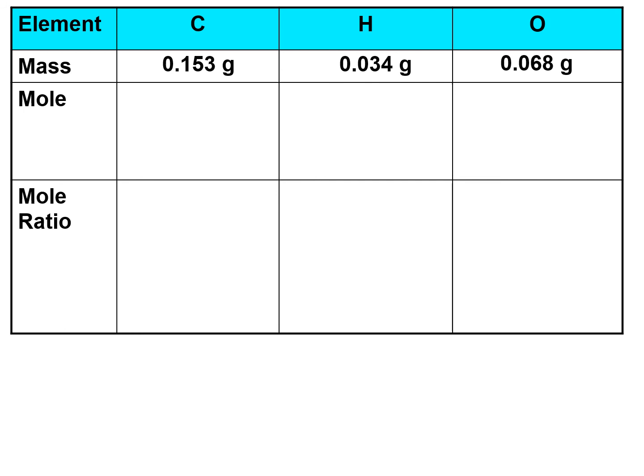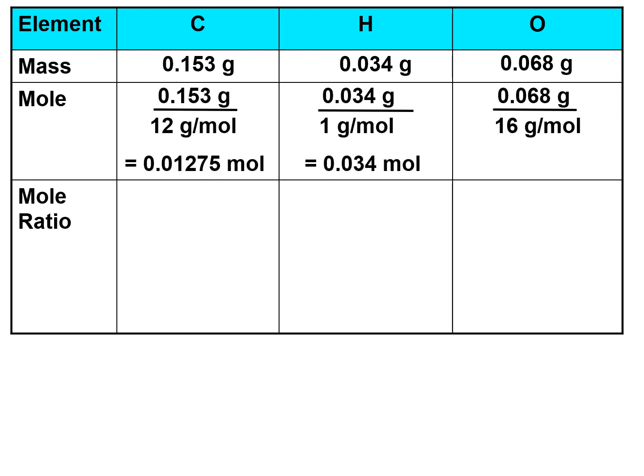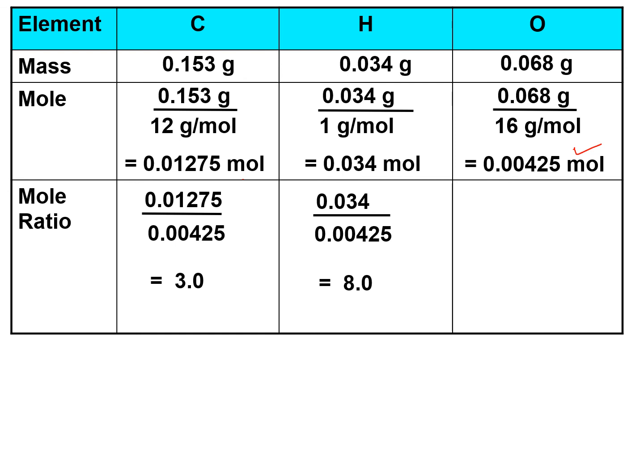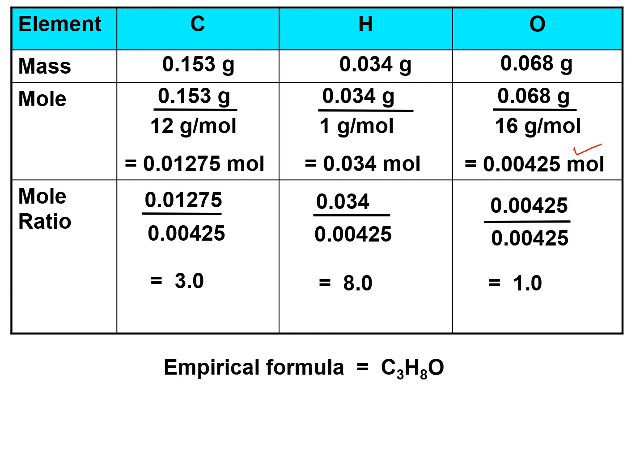To calculate the empirical formula and molecular formula, first we make a table: carbon, hydrogen, oxygen with the mass, then we divide by the molar mass, so we get the different ratios. Now we choose the smallest mole, which is 0.00425, meaning that to get the mole ratio, we divide all the moles by 0.00425. So the answer is 3 for carbon, hydrogen is 8, and oxygen is 1. So at the end, the empirical formula is C3H8O1.